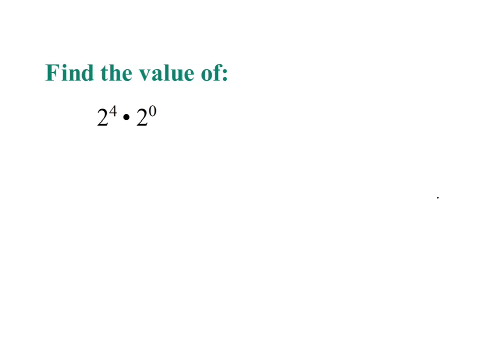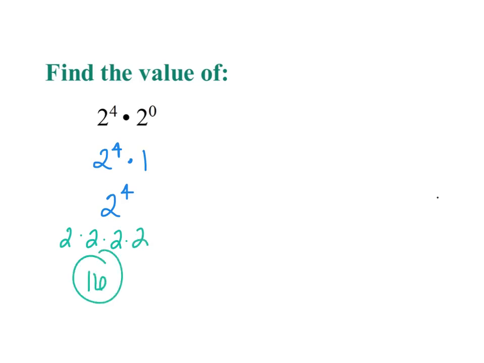So for this last example, I can think about it two different ways. First, I can think about what we just learned, that anything to the 0 power is 1. So 2 to the 0 power is just 1. 2 to the 4th times 1 is just going to be 2 to the 4th because anything multiplied by 1 is itself. And then again, finding the value means I need to find the actual answer. 2 times 2 times 2 times 2. And when I multiply those all out, I get 16.